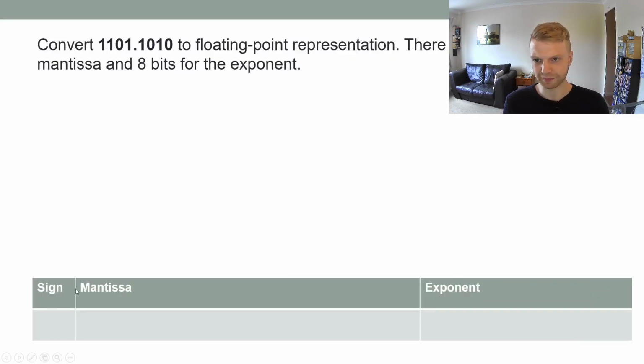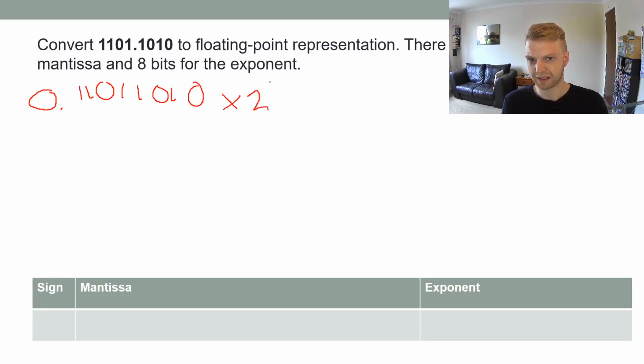So I will get this, and first thing you got to do is put a 0 at the start, right? And then you do 1, 1, 0, 1, 1, 0, 1, 0. Now what we've done is we've moved the decimal point 4 places, so we're going to go times 2, and it's times 2 to the power of 4.